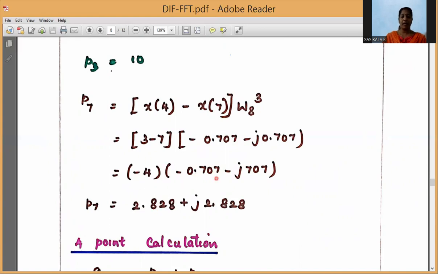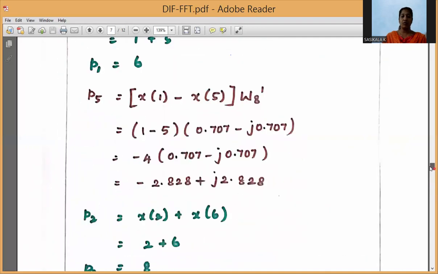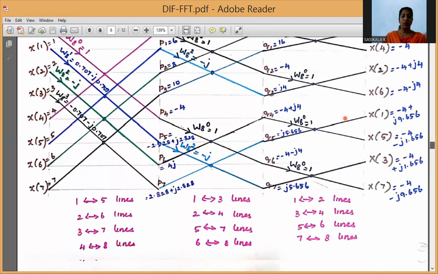2.828. Again minus into minus becomes plus, so you have the imaginary term. So write the imaginary term as it is, and 4 into 0.707, it is not 707, it is 0.707. So it becomes 2.828. So P3 equal to 10 and P7 equal to 2.828 plus j 2.828. So write the value for P3 and P7: P3 as 10 and P7 as 2.828 plus j 2.828.